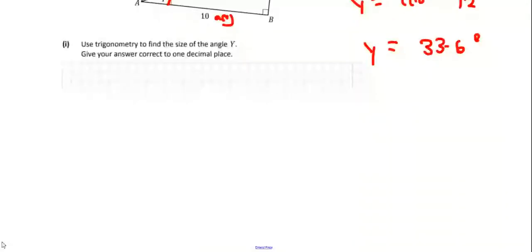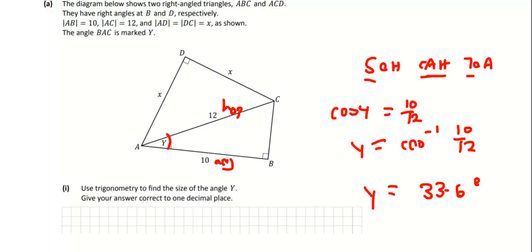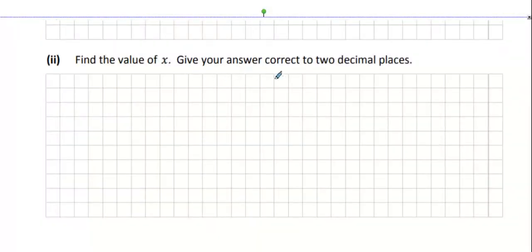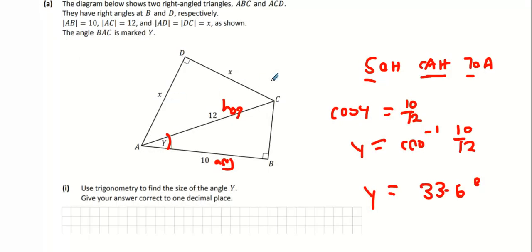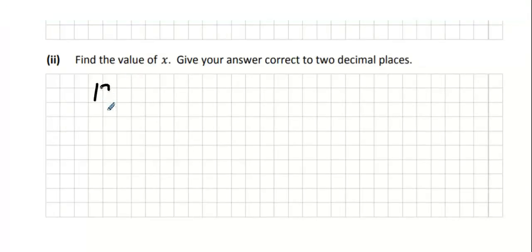Okay, let's go to part 2 then. Find the value of x, giving your answer correct to 2 decimal places. So we need to find x. The good thing about x is that this is an isosceles triangle and it has to obey Pythagoras' theorem. So it's going to be 12 squared equals x squared plus x squared. 12 squared equals x squared plus x squared, so 144 equals 2x squared.